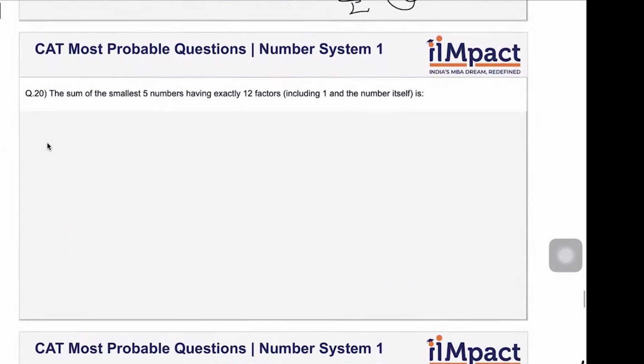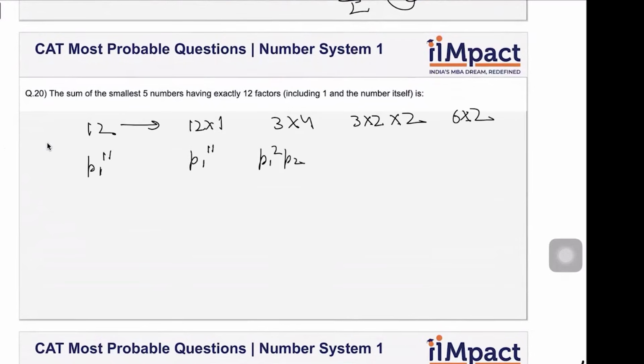Moving on, sum of the smallest five numbers having exactly 12 factors, including one and number itself. So you want to have 12 factors, which means you can have either this as your format, or so let's first write 12 as 12 into 1, or you will have 3 into 4, or 3 into 2 into 2, or 6 into 2. These are the four ways in which you can write 12. So this would give you p1 to the power 11. This will give you p1 square p2 to the power 3. This will give you p1 square p2 p3, and this will give you p1 to the power 5 into p2.